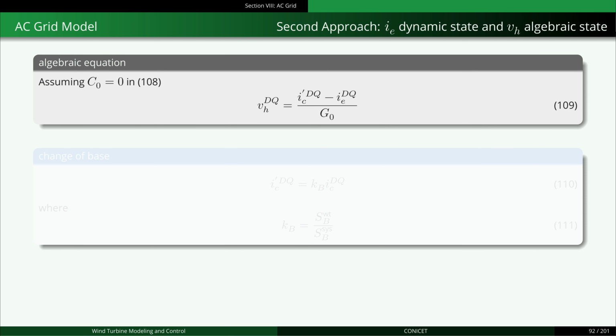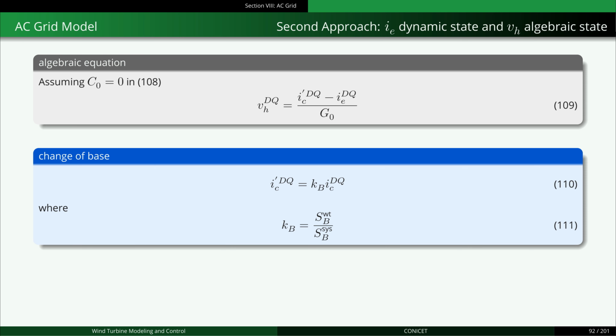In the second approach, we consider the external current as a dynamic state and the voltage at the point of common coupling as an algebraic state. To accomplish this, we set the capacitance in equation 108 to 0, resulting in equation 109.